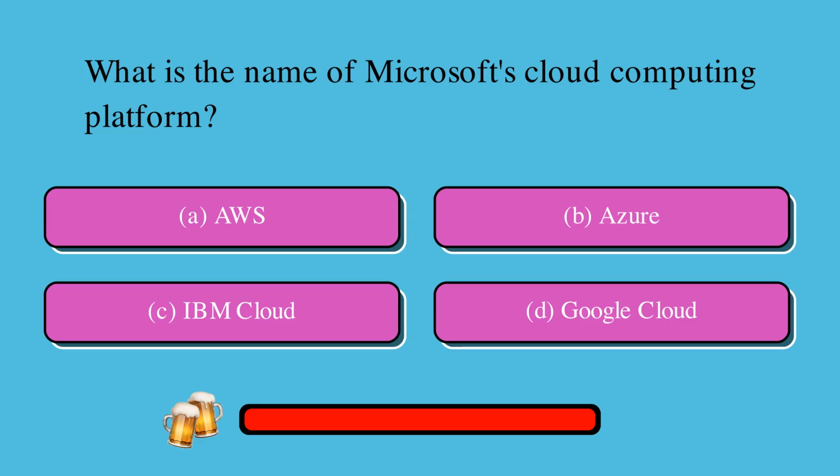What is the name of Microsoft's cloud computing platform? Is it A, AWS, B, Azure, C, IBM Cloud, or D, Google Cloud? The correct answer is B, Azure.